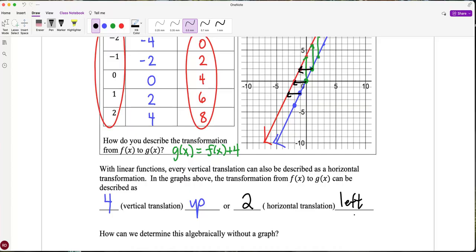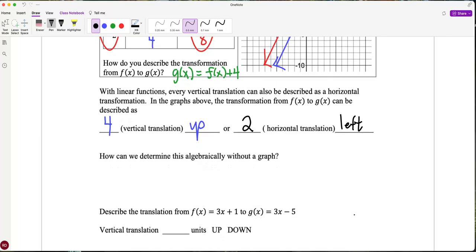If I look at this, the easiest way to describe it is with the y values. So the y values are going up by 2, or excuse me, up by 4. It's sort of easy. It's a little bit harder to describe the x translation, so we're going to focus more on what happens with the y. So algebraically, without a graph, what I can see here is that g of x is what happens when you take every y value in f of x and you add 4 to it. Okay.